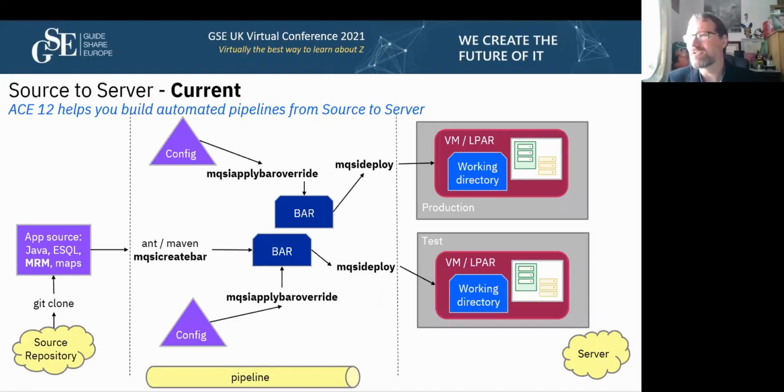And what that enables you to do is to take, again, from your source repository, create a bar dynamically, but then apply the config separately. So you can test it here and then apply the config and then deploy, say, to production or test. So very similar to the previous, but now you have multiple environments that you can use.